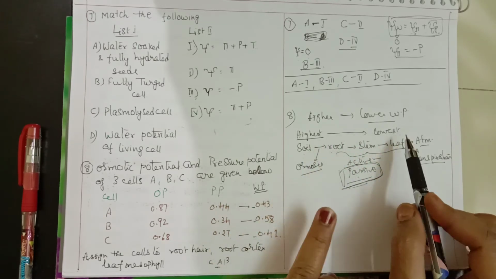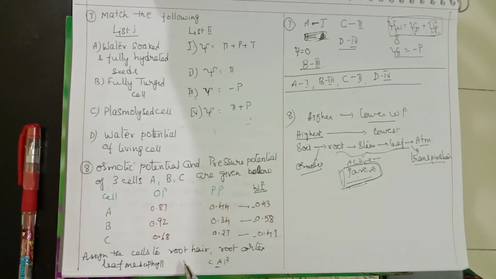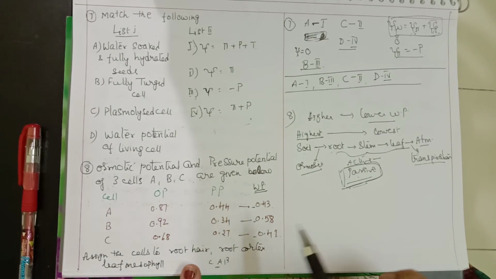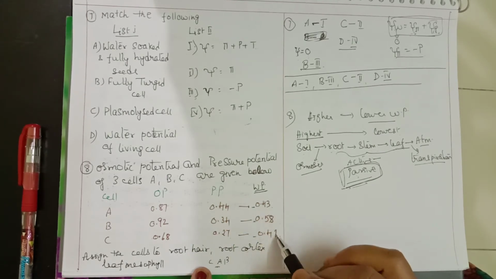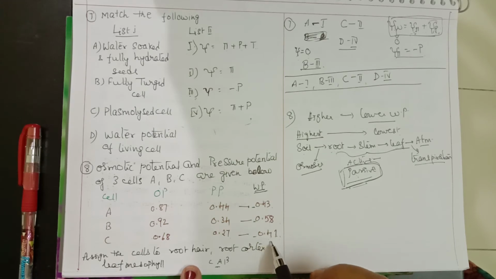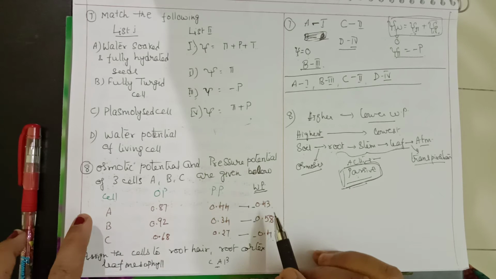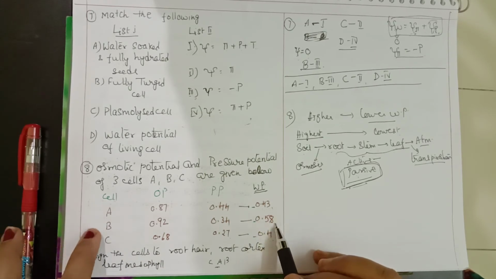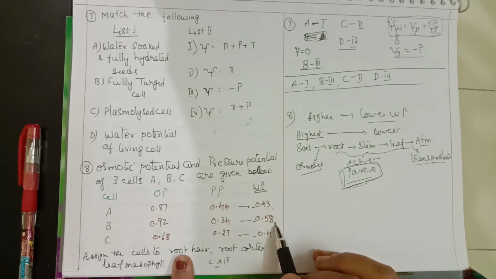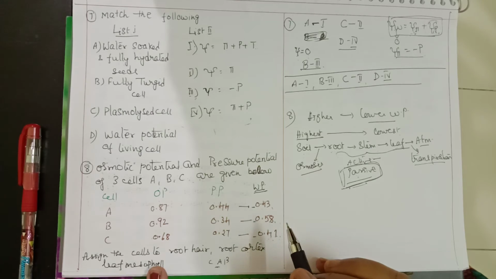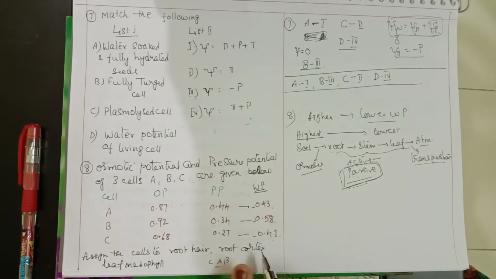Now based on this general information, here all the values are in minus. So the highest water potential value is for C, then comes A and then comes B. So root hair, root cortex and leaf cell. Among these, root hair should have the highest water potential, followed by root cortex and then leaf mesophyll.